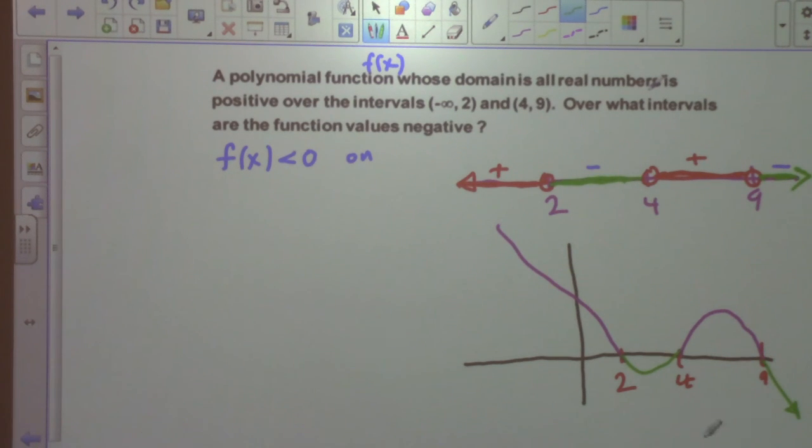So here we'd have f of x is less than 0 in these two intervals here. So we would say our answers would be on 2, 4, U, 9, infinity. Does that make sense? Yeah, it makes a lot more sense now.